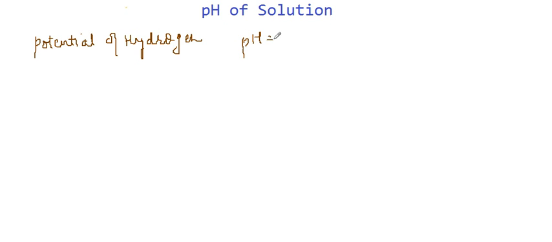So now let's talk about pH of solution. What does pH mean? pH means potential of hydrogen. Now let's see further. pH, mathematically, is defined as minus log of active mass of H plus.